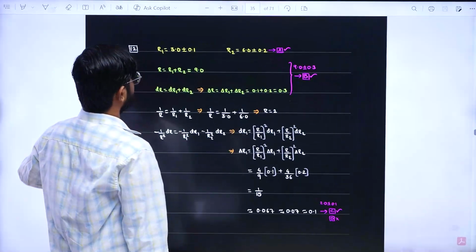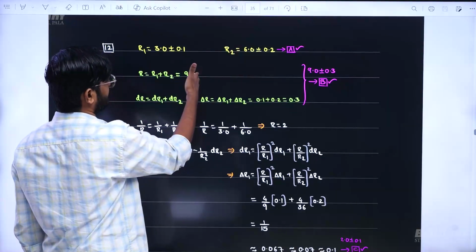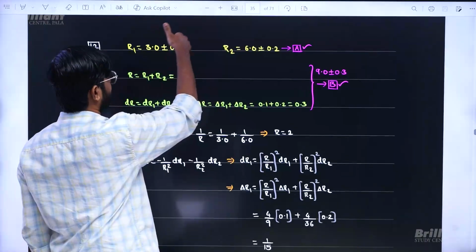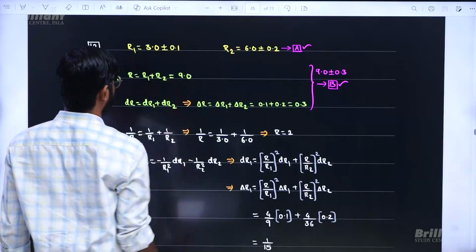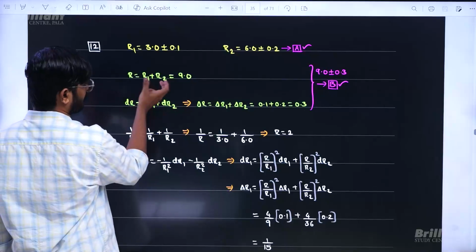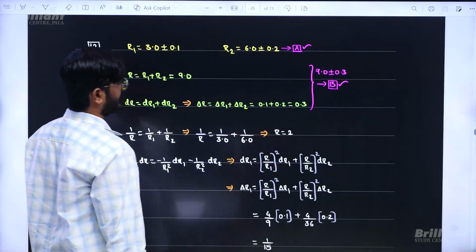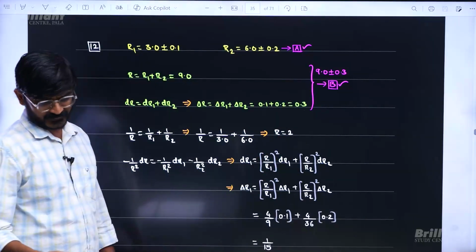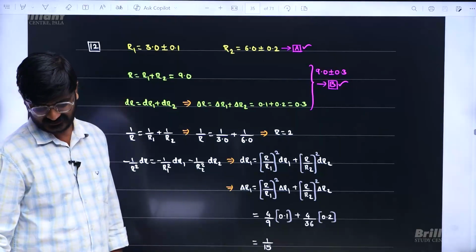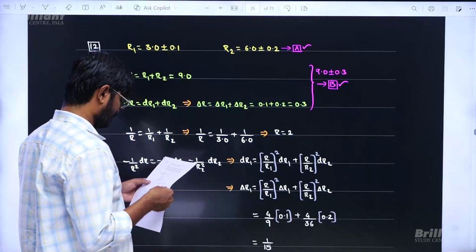So when connected in series, you can calculate the equivalent resistance. If this value is 3 and this value is 6, then the equivalent resistance is 9. But this value is not exactly 3, and this value is not exactly 6. There is a variation, so there is a variation in this also. How much is the maximum possible variation? That is given by delta R1 plus delta R2, which is 0.3. So if you want to take the percentage error, it is going to be 3.33. They have given 3.34. Oh, so ideally it should be 3.33.